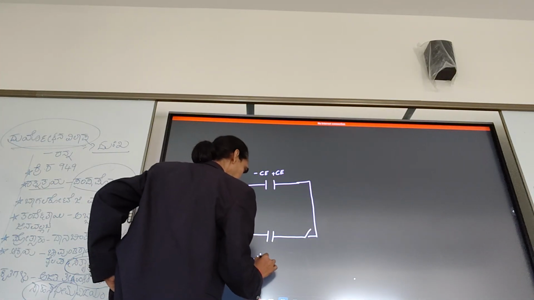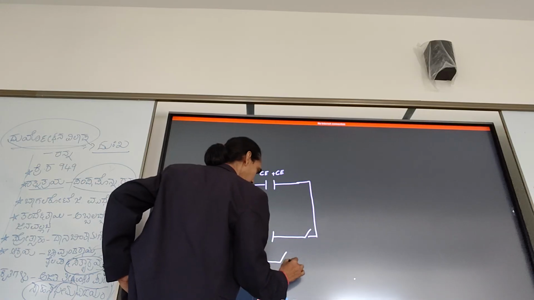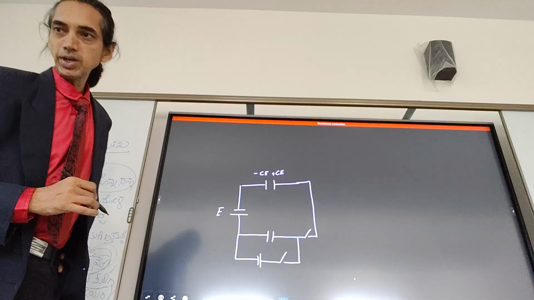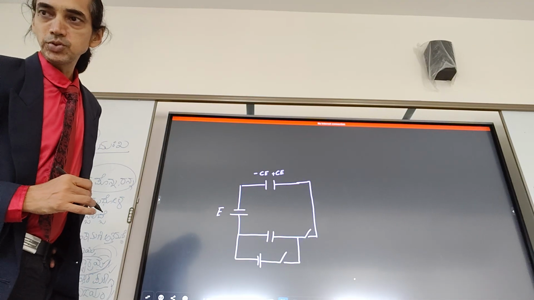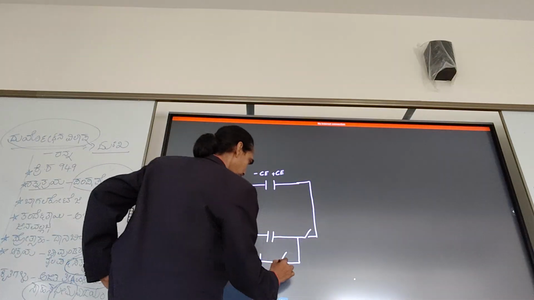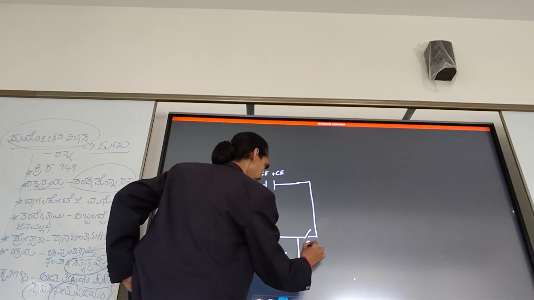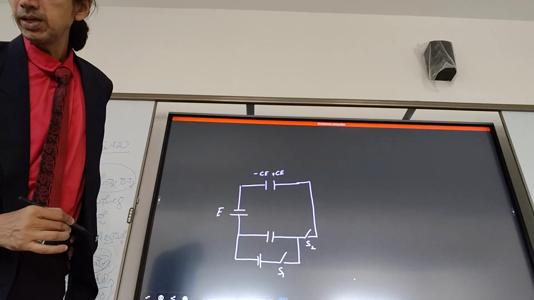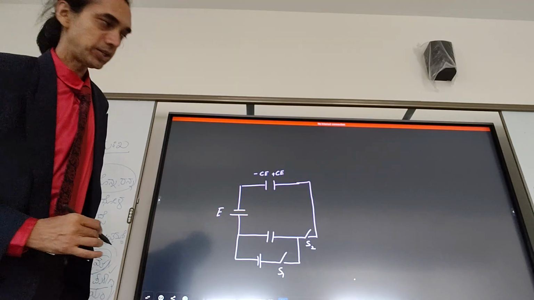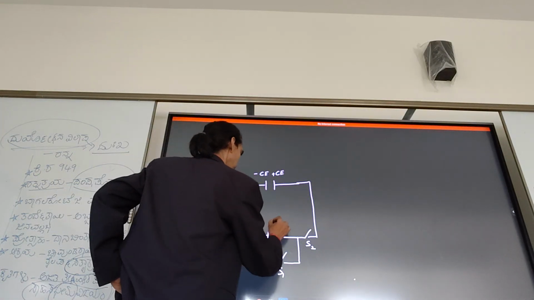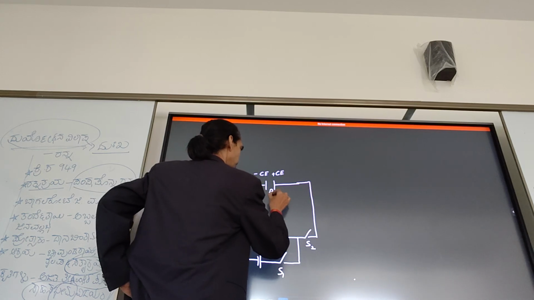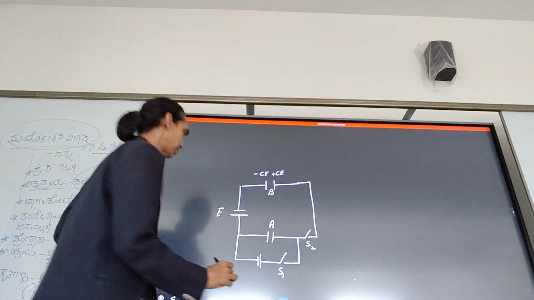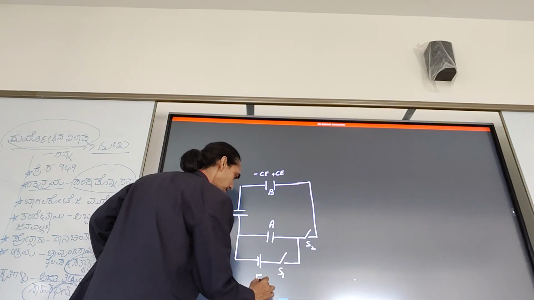This is the cell with another switch connected this way. This is a connection given to us. Switches are being marked as S1, S2, S1, S2, and we have A, B. A is for this capacitor and B is for this capacitor. The cell's EMF is marked E in the question.